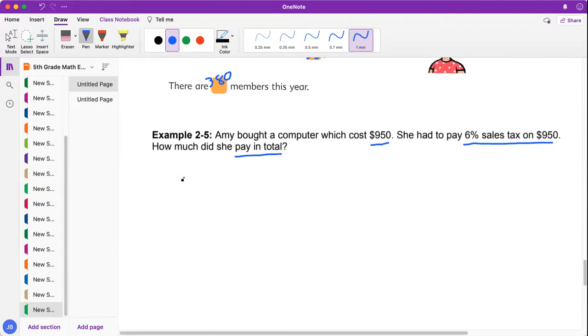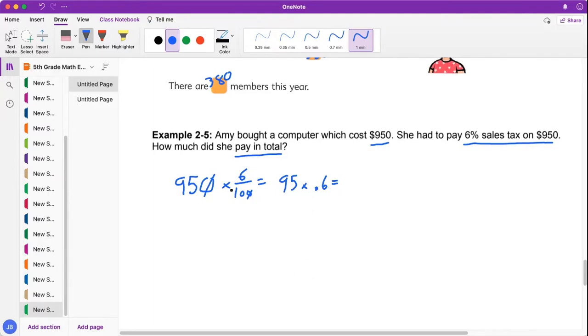So if we know that this costs $950, but then there is a 6% tax, so 6 out of 100, we can do this 0 and this 0. And then it doesn't look very good, right? But we also know that 6 out of 100 is the same as 0.06. So we can say 950 times 0.06. Does that make sense why I did that?